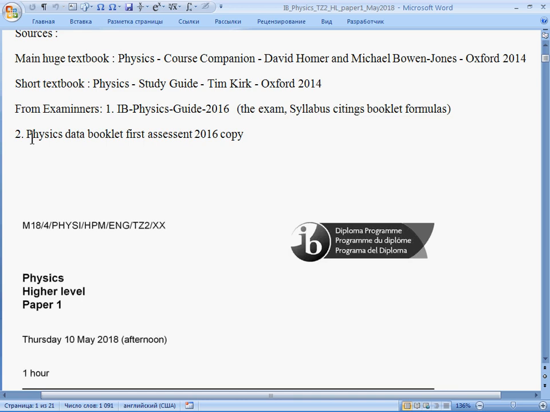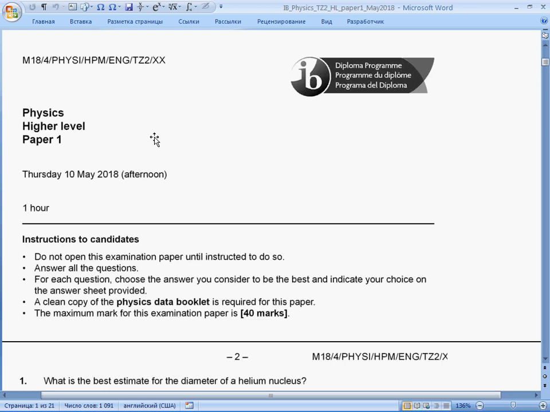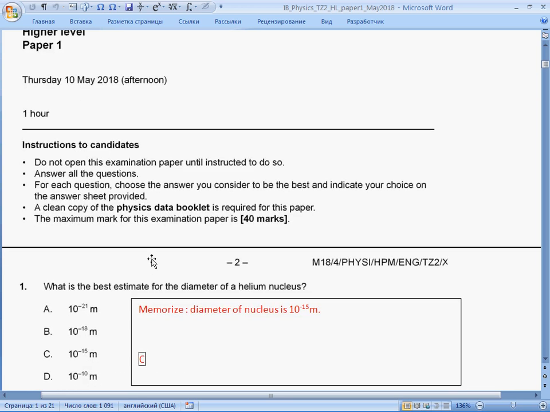What is this booklet? It is number 2. What you should have: the Physics Data Booklet, First Assessment 2016. In this booklet you have data and also formulas. This booklet should be available for you at exams. This is the cover page. So the exam lasts for 1 hour, 40 questions, 40 marks, and you should have a clean copy of the Physics Data Booklet.